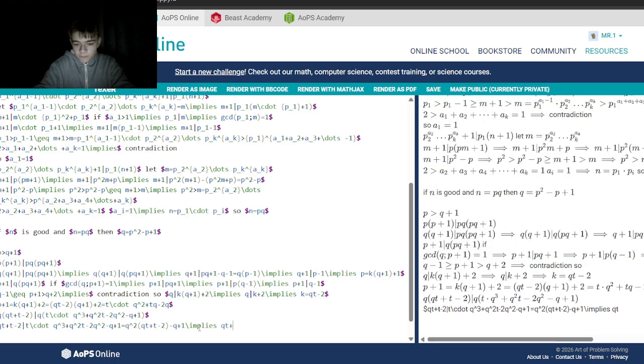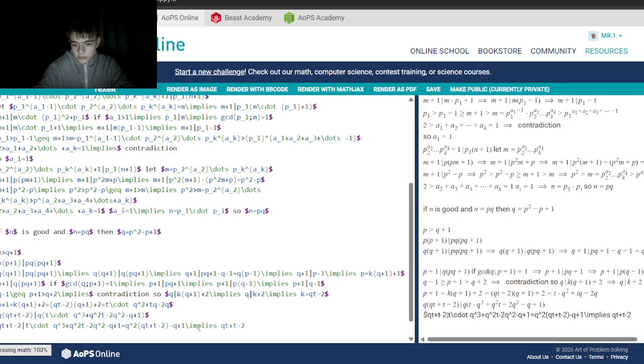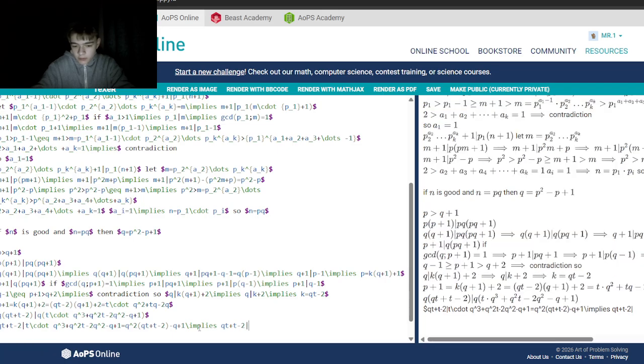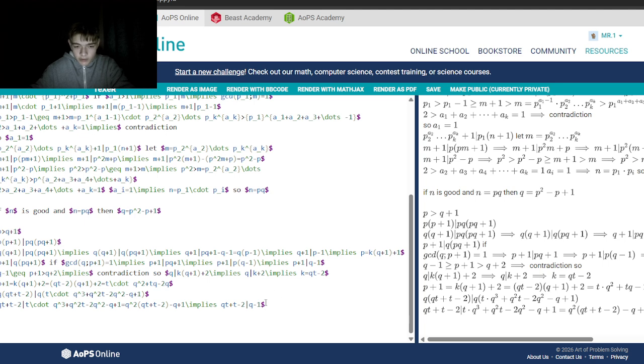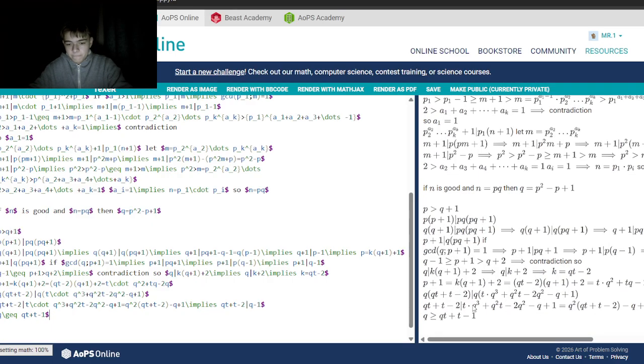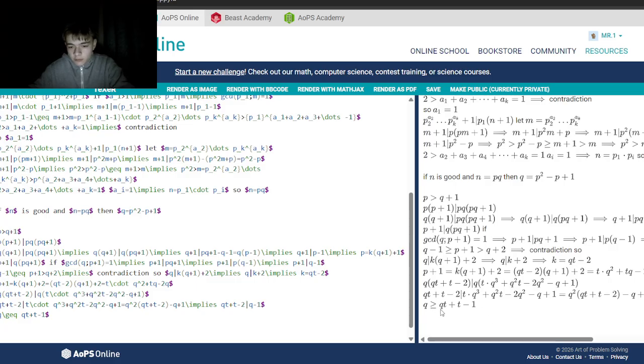qt plus t minus 2 divides t minus 1. Okay, we have this equation, and now this implies that q minus 1 is greater than or equal to qt plus t minus 2, which is the same as this. So we have q is greater than or equal to qt plus t minus 1.